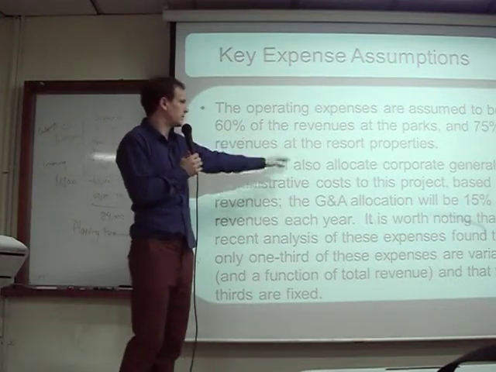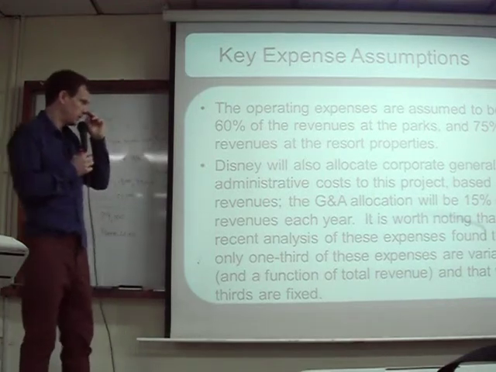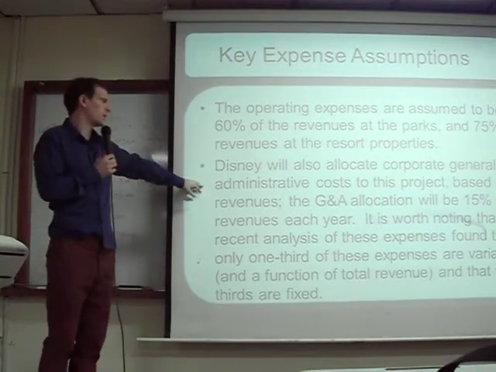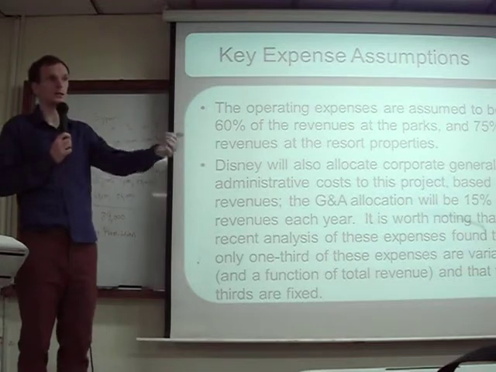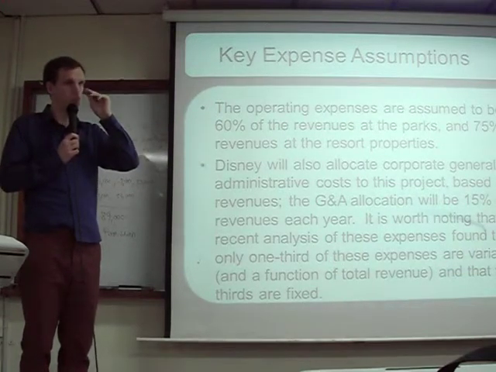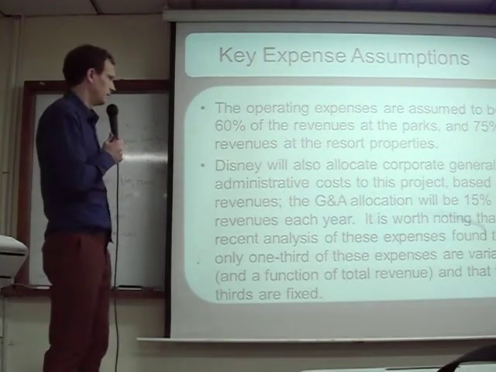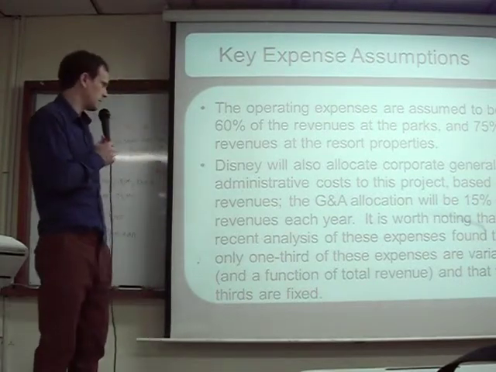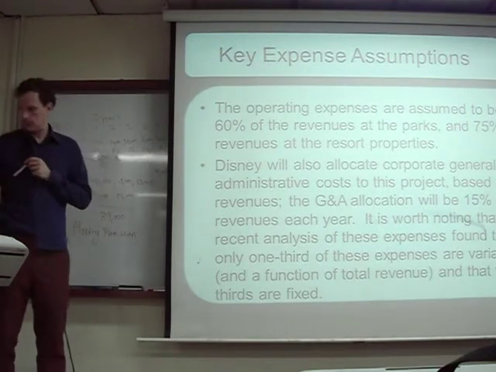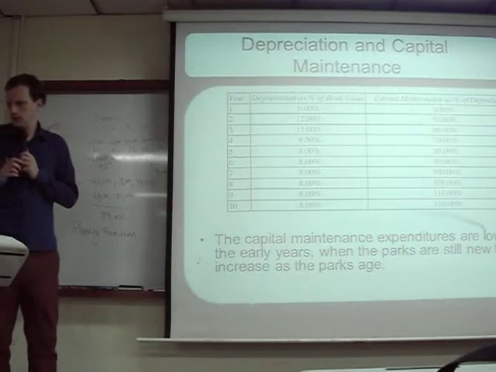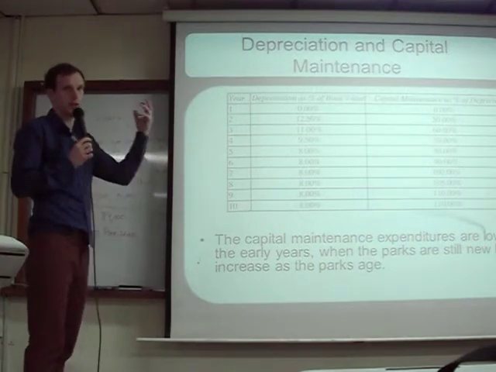Expenses are about 60% of the revenues in the park and 75% in the resort property, slightly higher in the resort property. Okay? Disney is also going to allocate corporate administrative costs. Disney has some headquarters in the US, paying the salary of the CEO and so on. So we have to take some money from the Disney theme park towards these general expenses. They're going to say 15% of the revenue is general expenses. General expenses are things which are going to be all over Disney, not just our theme park, like marketing for Disney in general, that kind of thing.